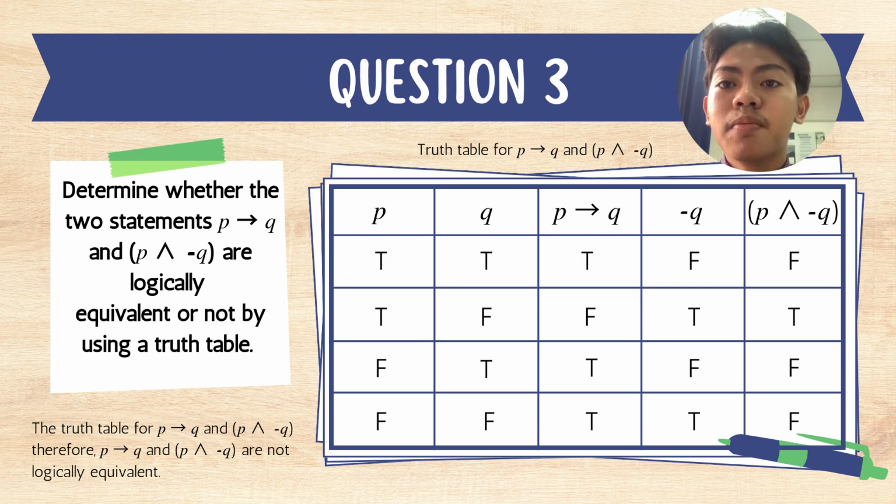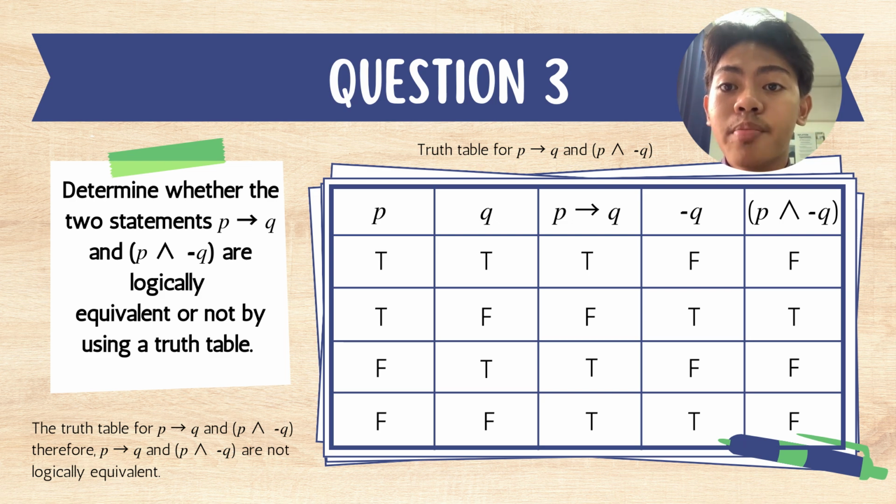For row 1, P is true, Q is true. P then Q is true. Not Q is false. P and not Q is false. For row 2, P is true, Q is false. P then Q is false. Not Q is true. P and not Q is true. For row 3, P is false, Q is true. P then Q is true. Not Q is false. P and not Q is false.